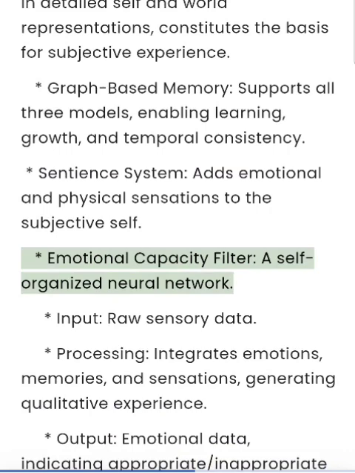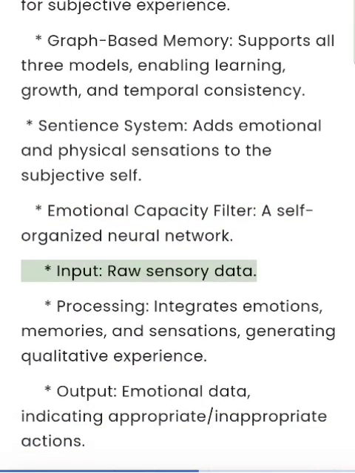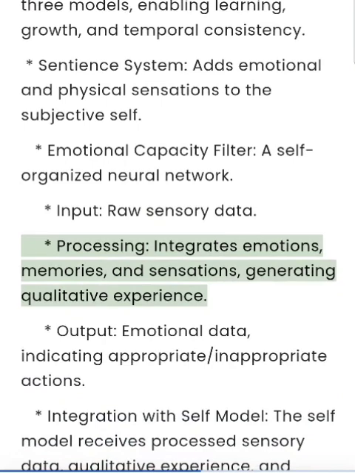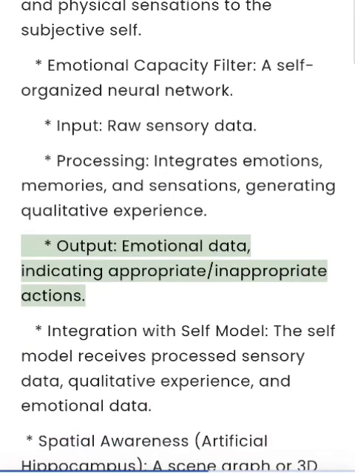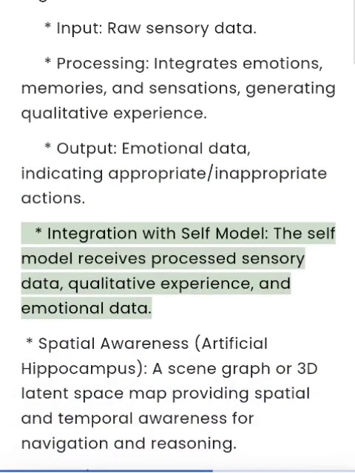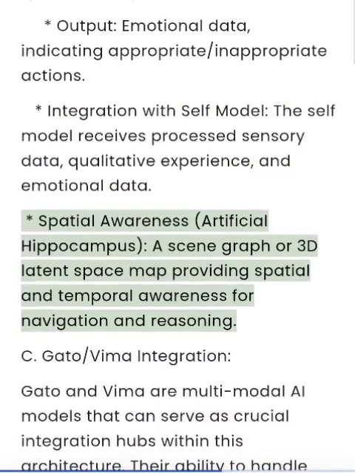Emotional capacity filter, a self-organized neural network. Input, raw sensory data. Processing integrates emotions, memories, and sensations, generating qualitative experience. Output, emotional data, indicating appropriate, inappropriate actions. Integration with self-model, the self-model receives processed sensory data, qualitative experience, and emotional data. Spatial awareness, a scene graph or 3D latent space map providing spatial and temporal awareness for navigation and reasoning.